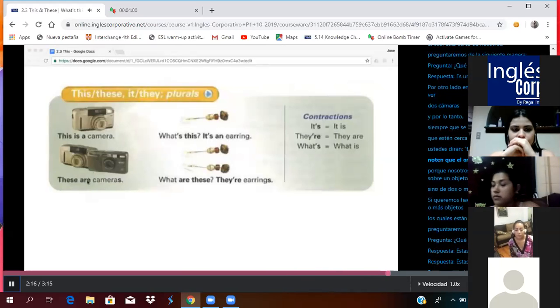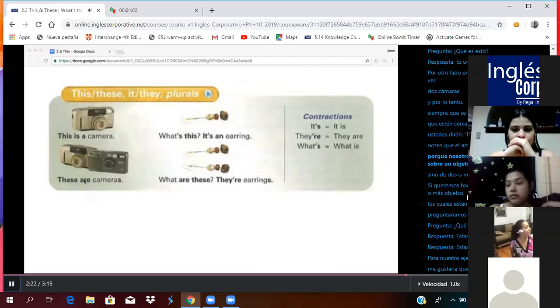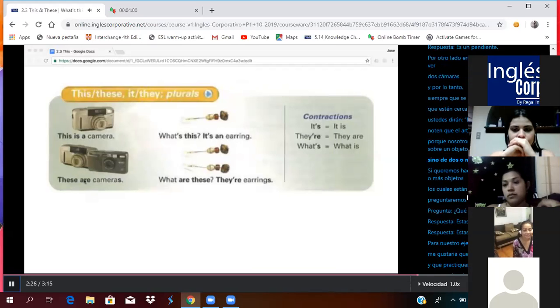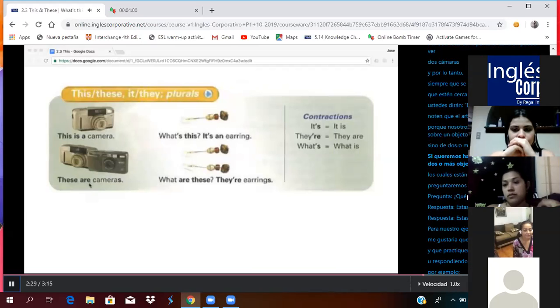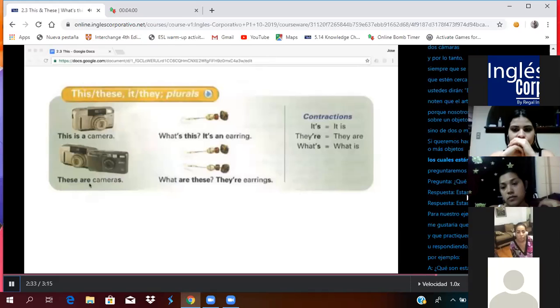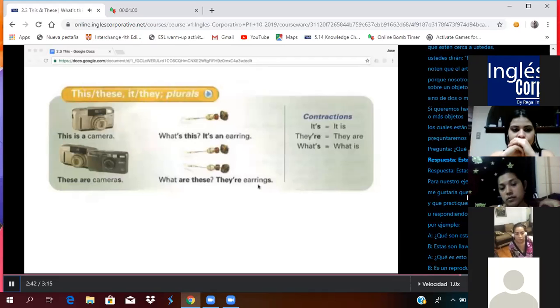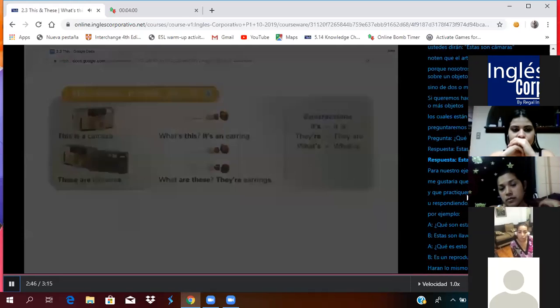Notice that the article A from the previous example disappears because we're no longer talking about one object but instead two or more. If we want to ask a question about two or more objects which are near to us, we will ask in the following way. What are these? They're earrings or they're cameras, for example, right?